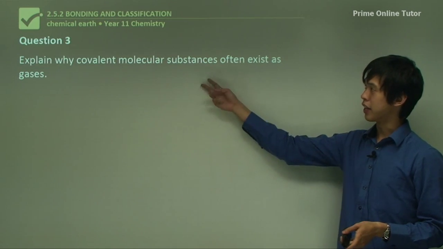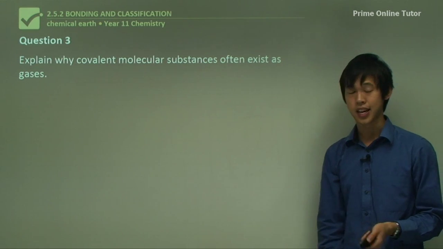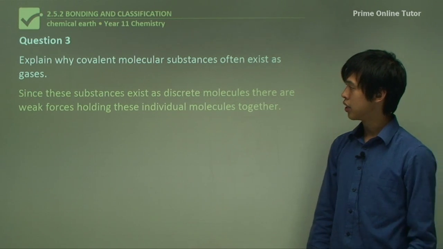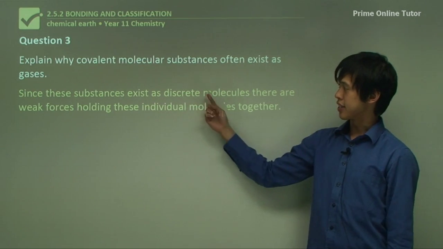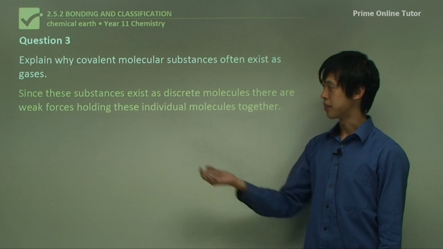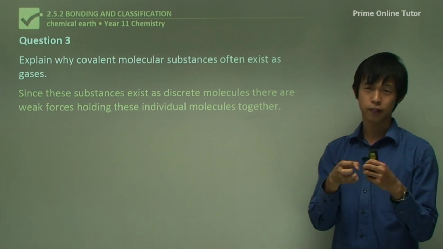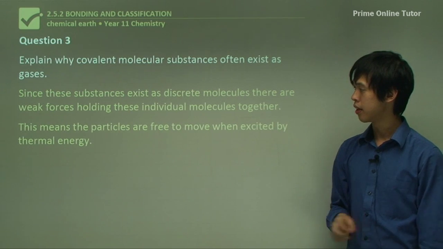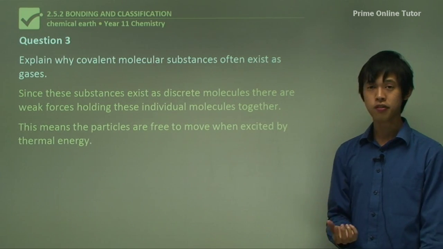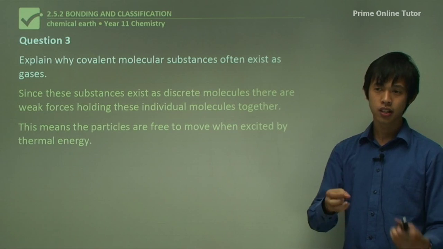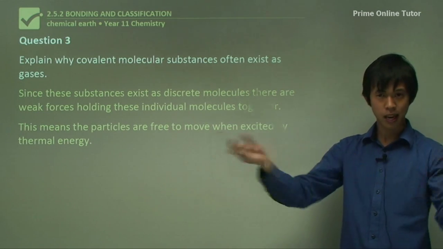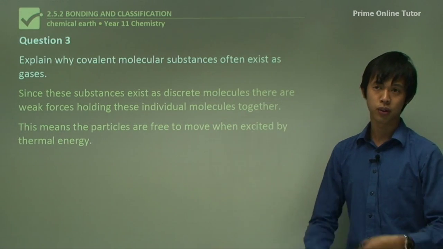Explain why covalent molecular substances often exist as gases. Well, since these substances exist as discrete molecules, there are weak forces holding these individual molecules together. So the molecules will be held together very, very weakly. This means the particles are free to move when excited by thermal energy. So as soon as there's that little bit of energy, they're going to snap off and fly off in whatever direction they want.